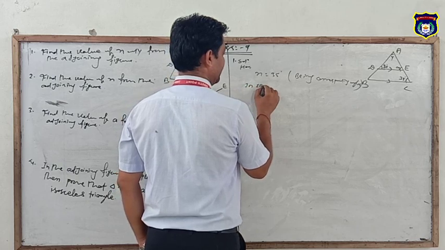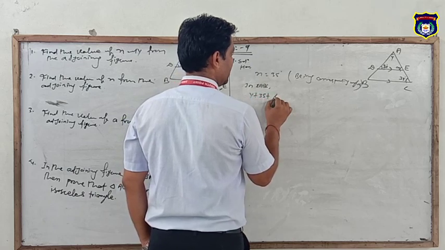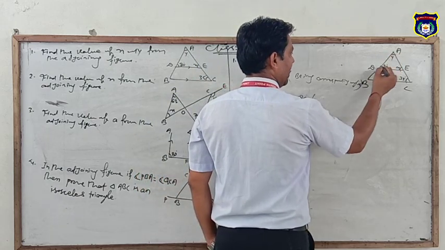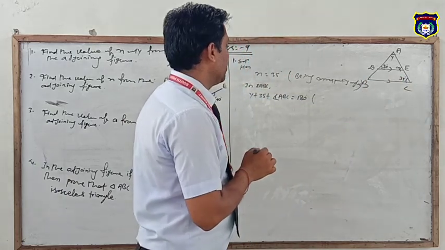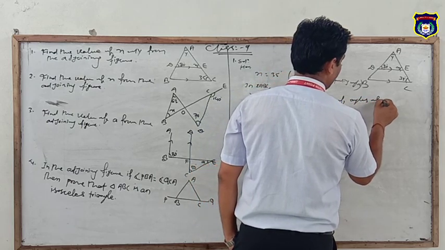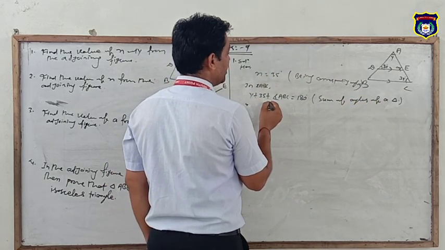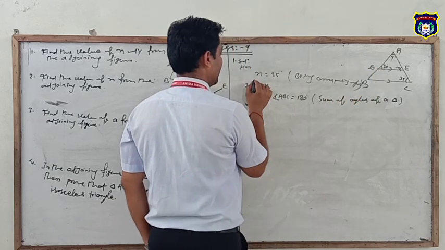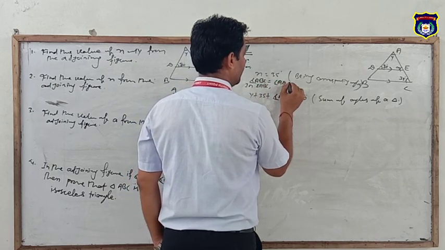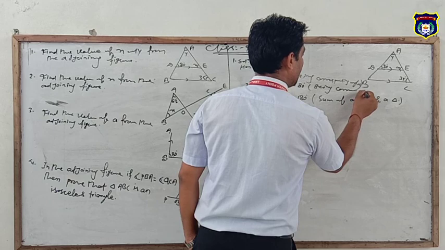In triangle ABC, Y plus 35 plus angle ABC equals 180 degrees, since the sum of the three angles of a triangle is 180 degrees. First of all, we can write angle ABC is equal to angle ADE, which is equal to 80 degrees, being corresponding angles.